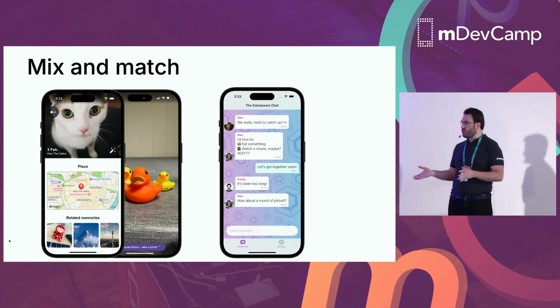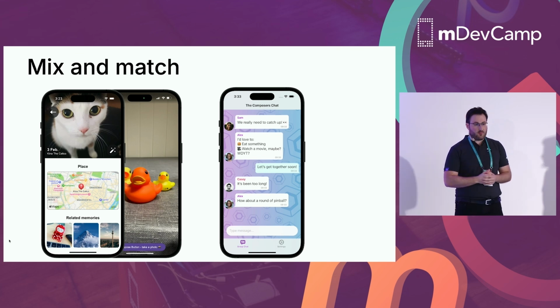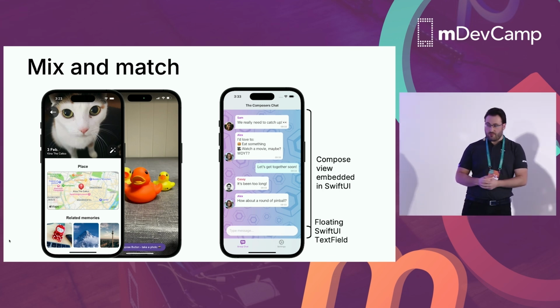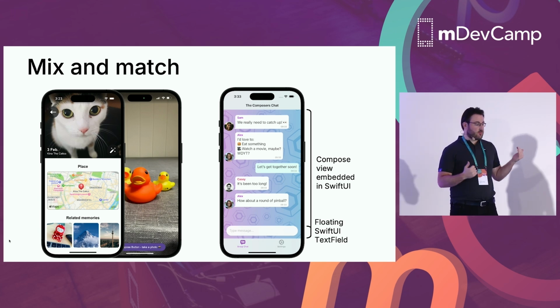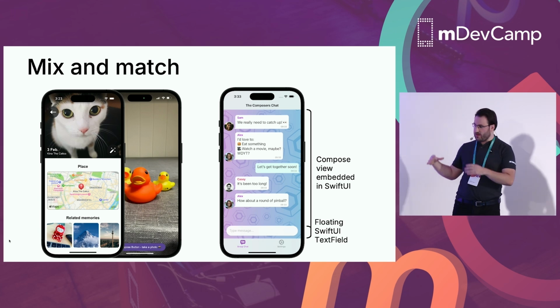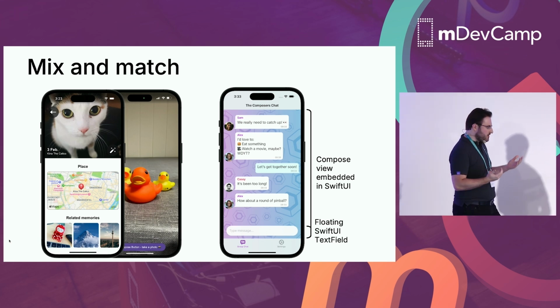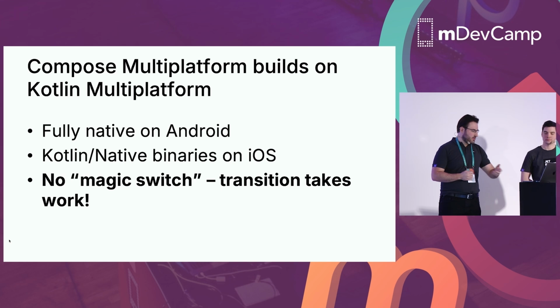Alternatively, you can also gradually adopt Compose Multiplatform. So in this case over here, for example, we have a tab bar that comes out of SwiftUI. But for example, the entire chat window itself is rendered in Compose. Even with a floating SwiftUI text field on top, it works perfectly as you would expect. The on-screen keyboards don't give you any trouble and the like.